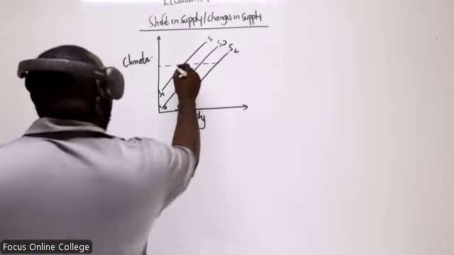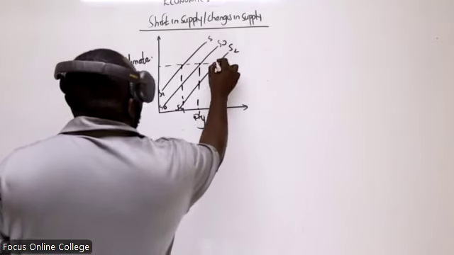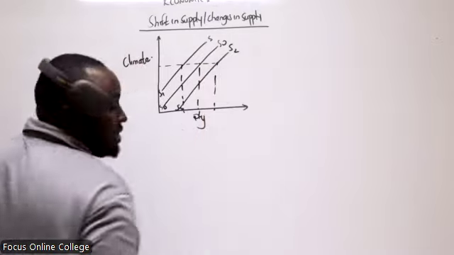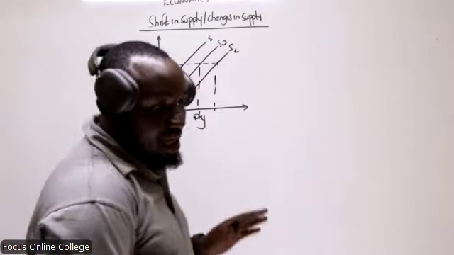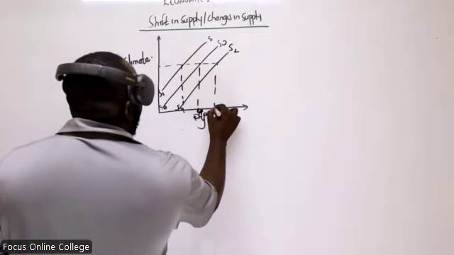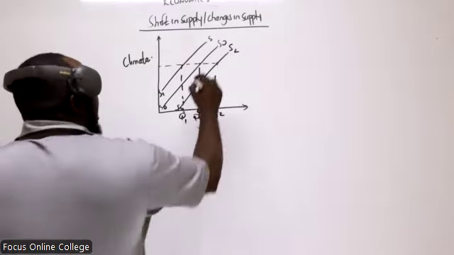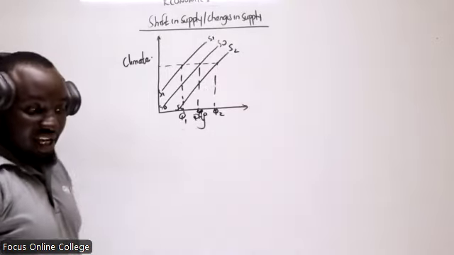So when I look at this, this is quantity. I want us to denote a number of things. This is the equilibrium quantity, so this will be Q0. This is Q2. This is Q1. Are we together?